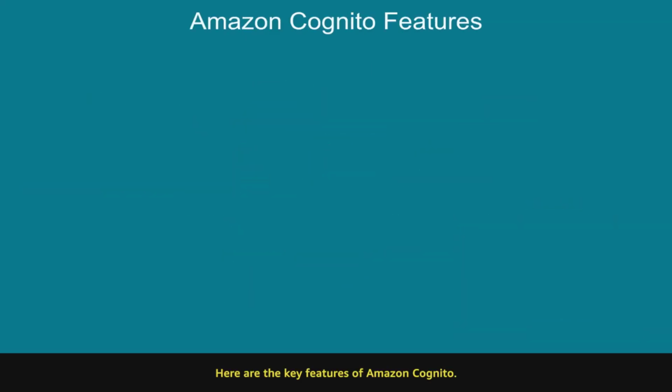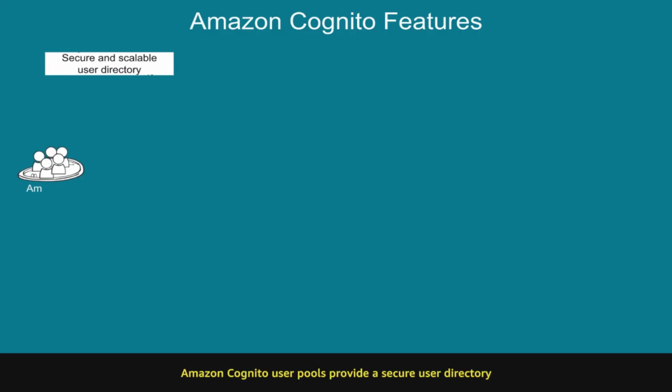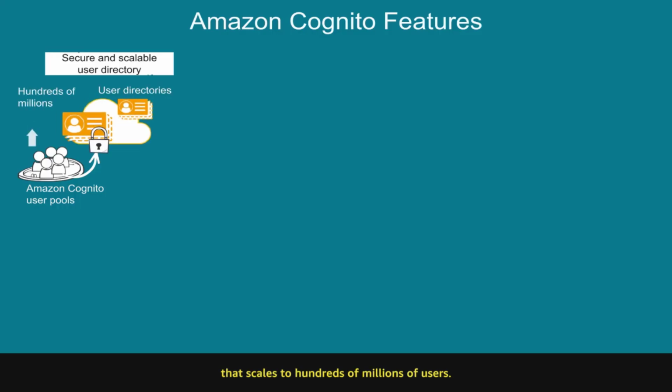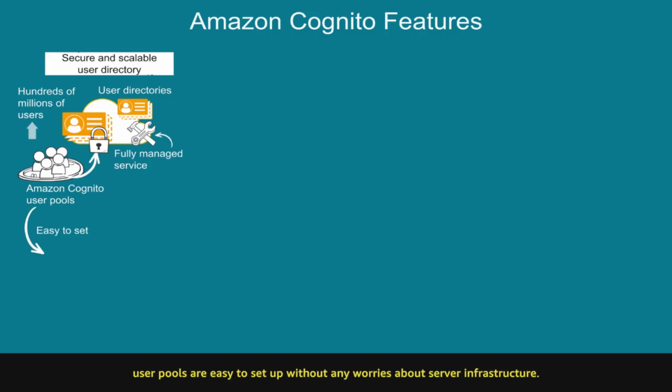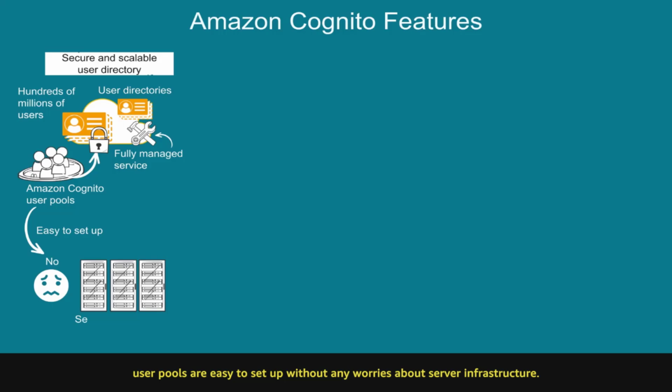Here are the key features of Amazon Cognito. Secure and scalable user directory. Amazon Cognito user pools provide a secure user directory that scales to hundreds of millions of users. As a fully managed service, user pools are easy to set up, without any worries about server infrastructure.